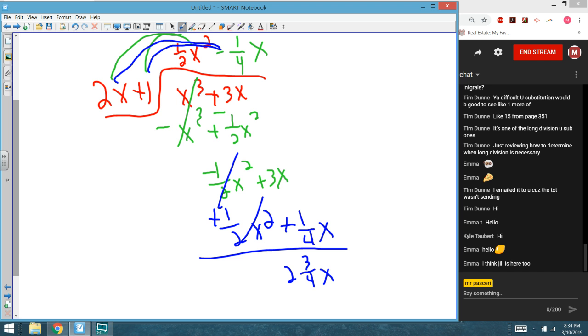But let's just say this came out a little bit nicer. So I'm going to make a little change here, okay? Just a little change. I'm cheating right now, but I made this problem up.